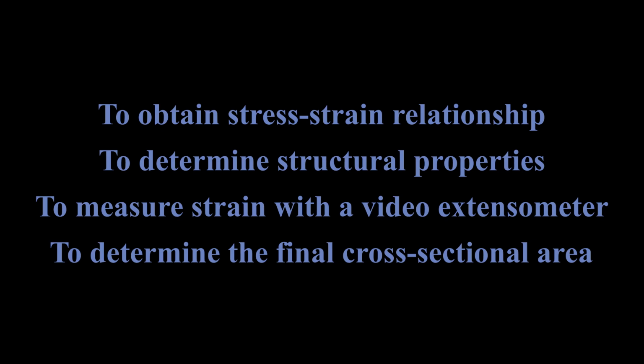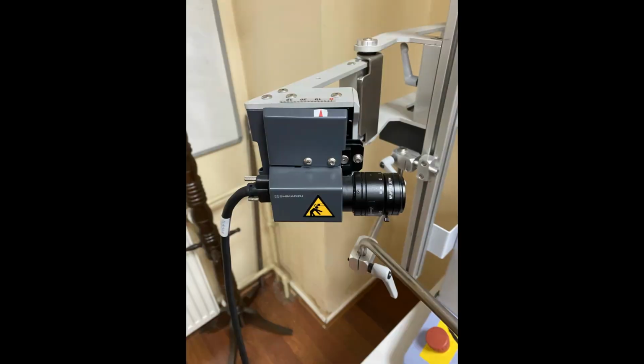The strain will be measured by using a video extensometer. In addition, the reduction of cross-sectional area of the tested sample will be determined. There are basically three types of strain measurement methods: mechanical, video and laser type extensometers. In this experiment, a video type extensometer will be used to measure strain under a known load.